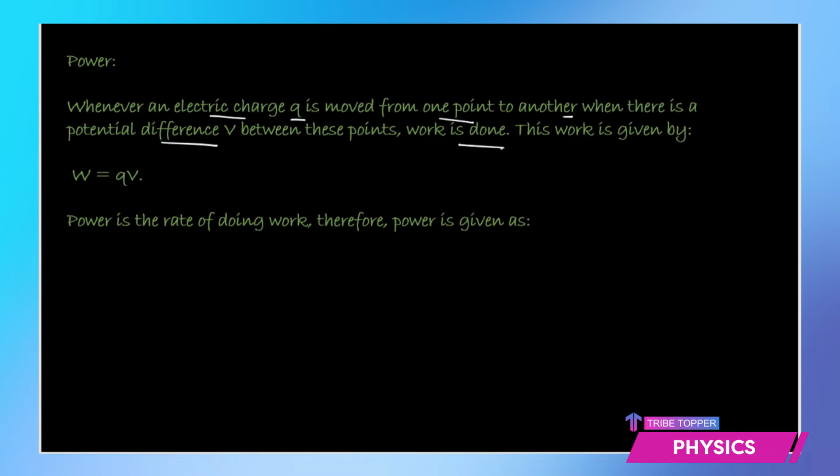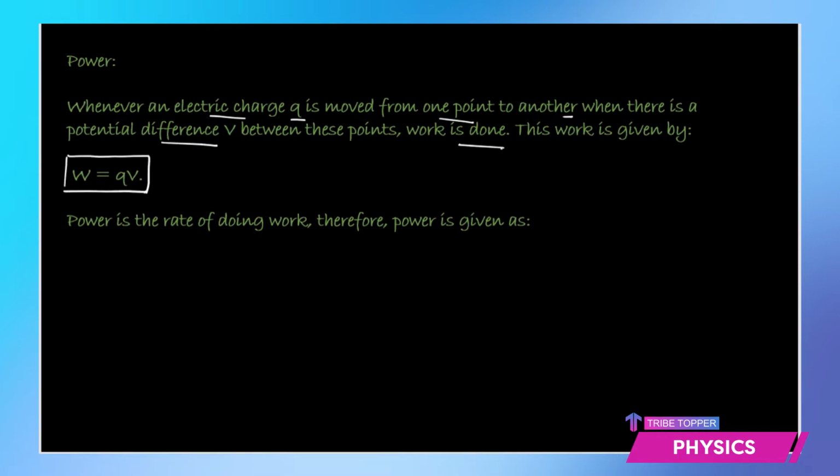So we move a charge, electric charge Q or electrons, from one point to another point. Whenever a potential difference exists between those 2 points, then work is done to move that charge, and probably you remember that the work done would be equal to Q times V.